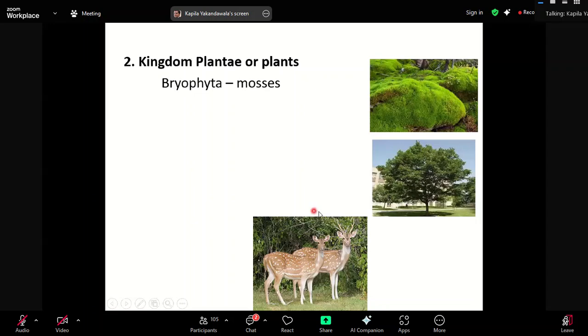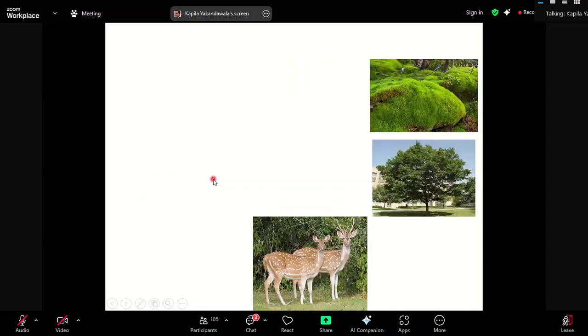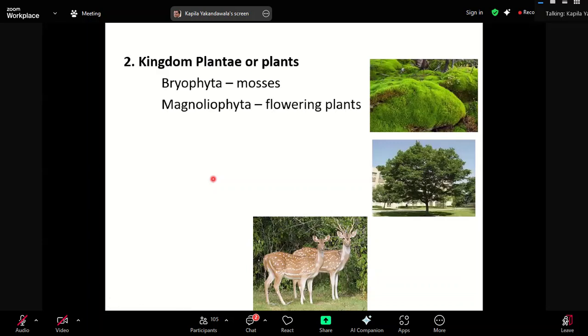So domain eukarya is again divided into how many kingdoms? Three kingdoms. What are those kingdoms? Domain eukarya is divided into three: kingdom fungi, kingdom plantae, and kingdom animalia. Right? So now we recognize only three kingdoms. Remember, earlier we recognized two kingdoms, then six kingdoms. Now we recognize three domains, and domain eukarya includes three kingdoms.